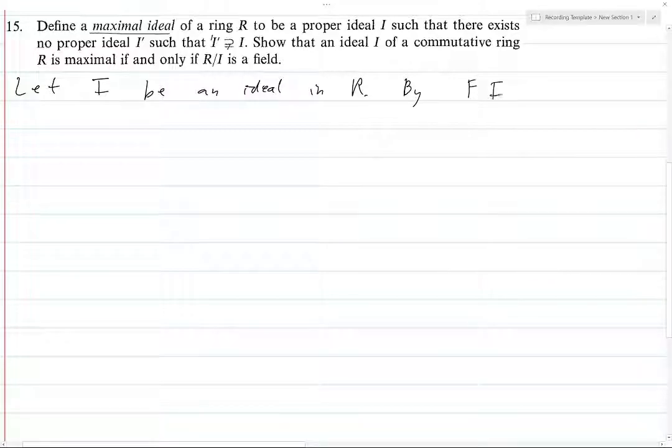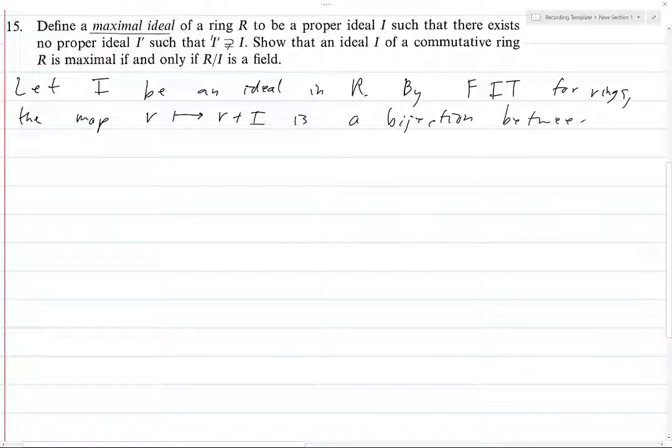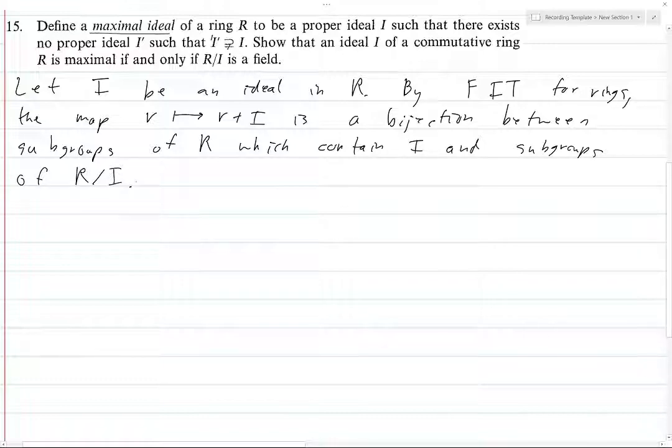By the fundamental isomorphism theorem for rings, the map that sends an element r in R to r plus I is a bijection between subgroups of R which contain I and subgroups of R mod I. The reason the fundamental isomorphism theorem applies is that the map that sends r to r plus I is a ring homomorphism, and that follows from the fundamental theorem of ring homomorphisms.